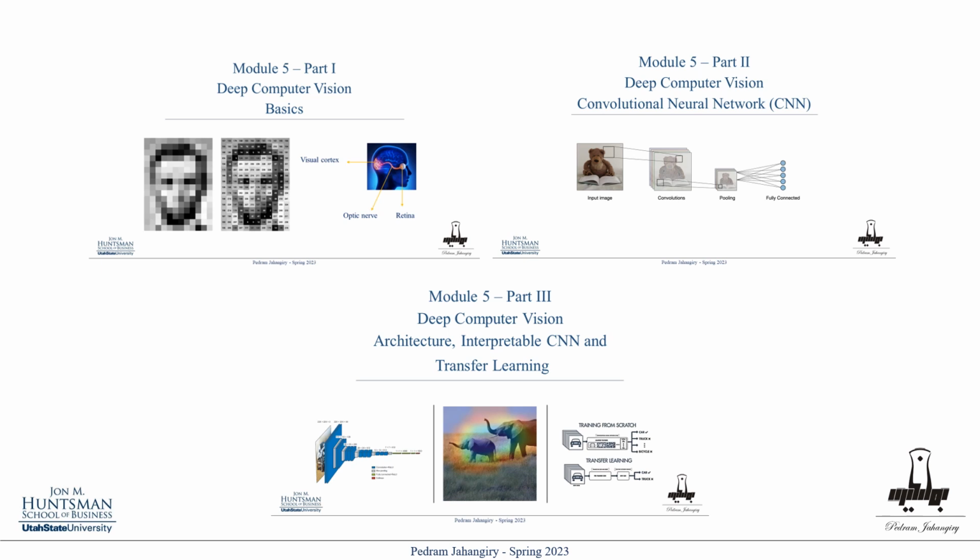In part three, we said, okay, how do we know that an architecture is a good architecture? Are there any best practices out there? So we answered these questions. We also talked about interpretable CNN. We saw how we can visualize different layers within the network. So for example, how we can visualize the convolutional layers, how we can visualize the filters themselves, and finally how we can visualize something called CAM, class activation map. Then we concluded that part with the concept of transfer learning.